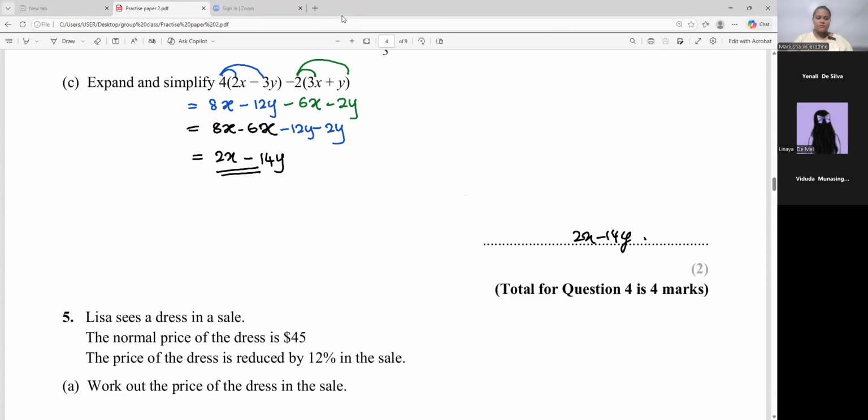Only 2 marks. So if the final answer is wrong, you will get 1 mark for the correct expanding of brackets, this part. If all these terms are correct with the signs, you will get 1. The other mark is for the final answer.